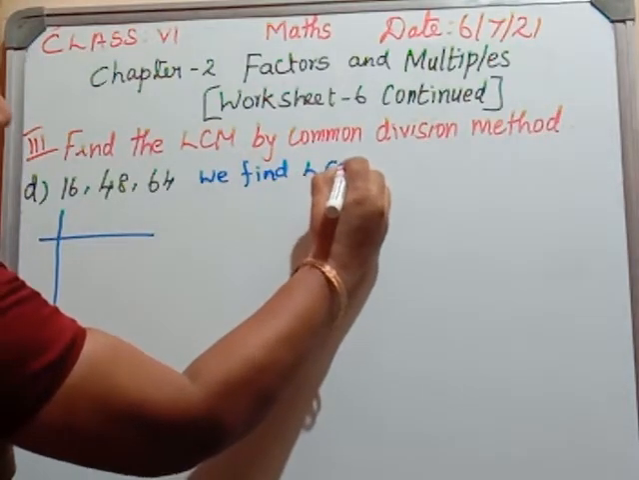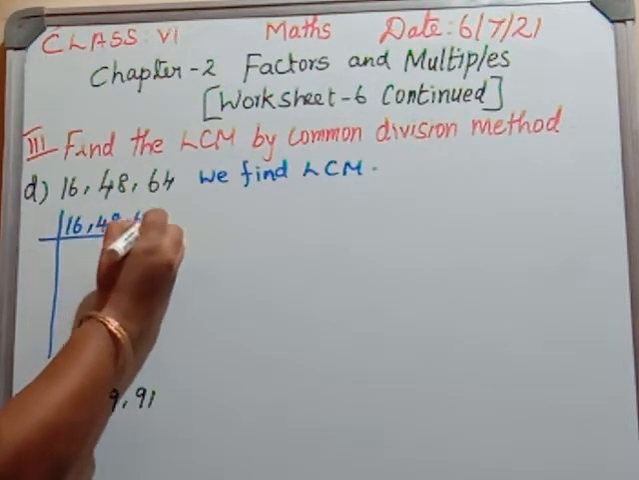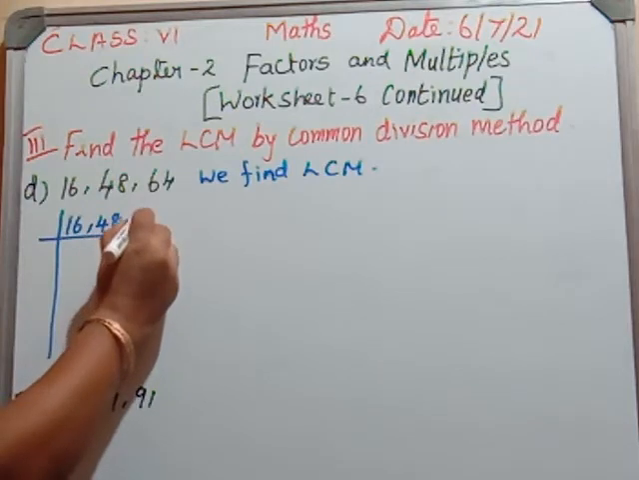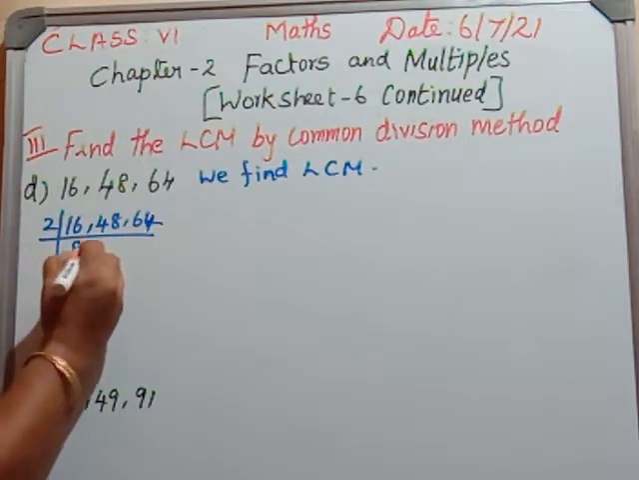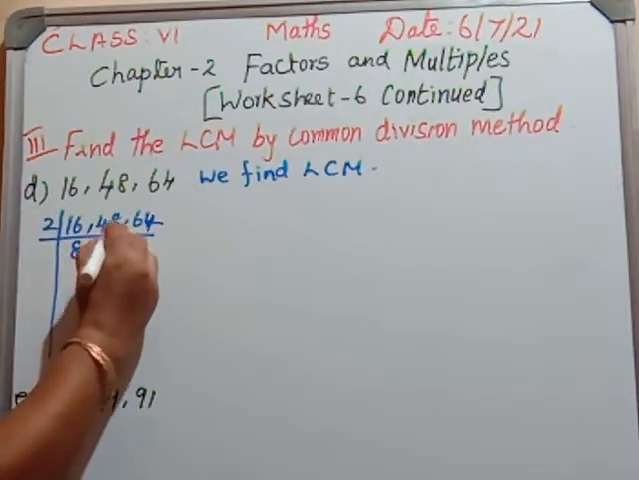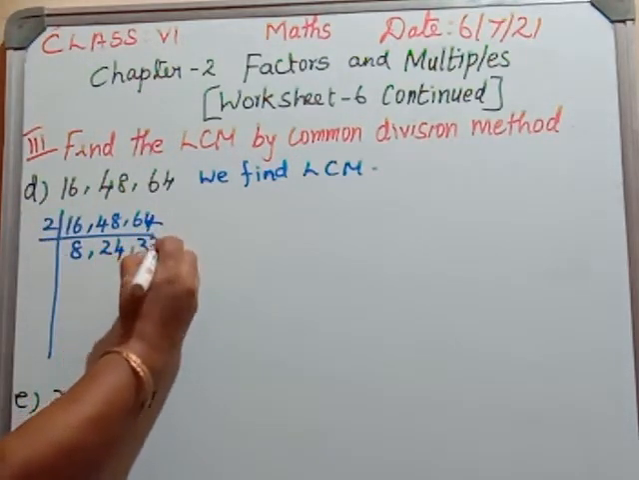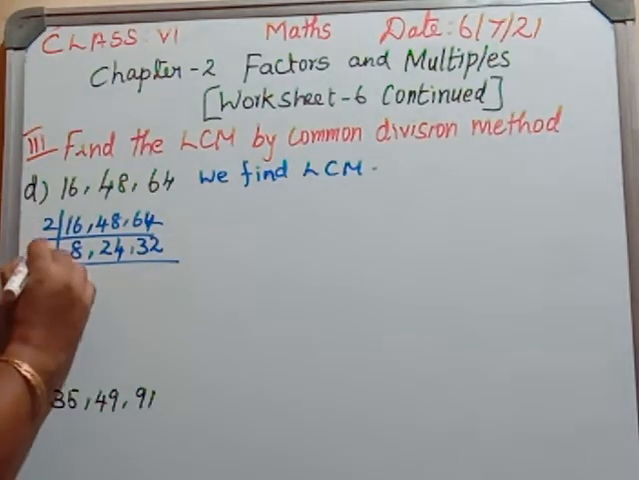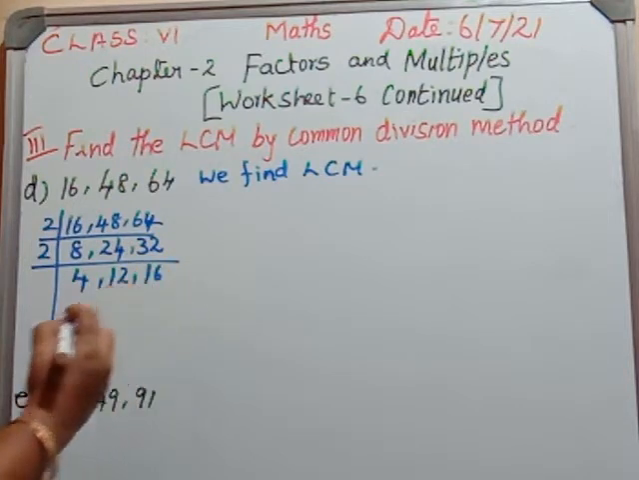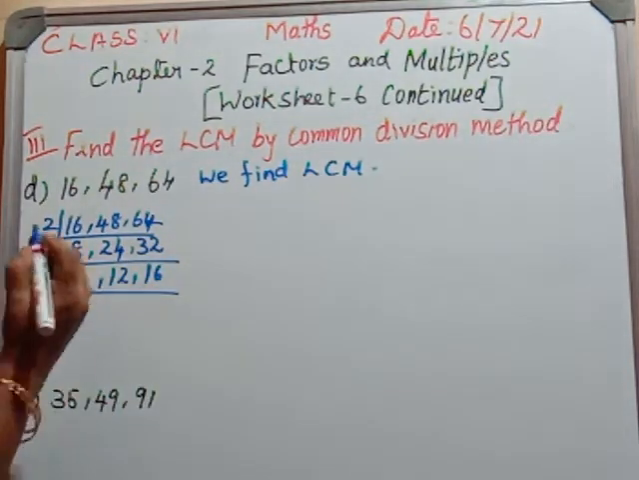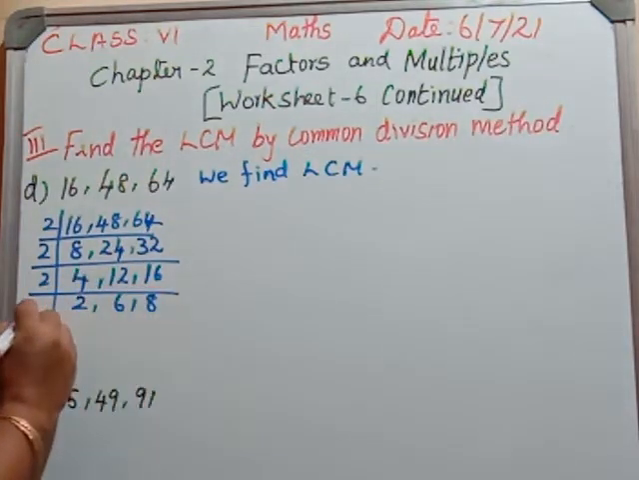We find the LCM. What are the numbers here? 16, 48, 64. All these 3 numbers are even numbers, so I will take 2. In 16, how many 2's are there? 8 2's are 16. In 48, 2 2's are 4, 4 2's are 8. In 64, 3 2's are 6, 2 2's are 4. Again, I can take 2. 2 4's are 8, 12 4's are 24, 16 2's are 32. Now again we can take 2. 2 2's are 4, 6 2's are 12, 8 2's are 16.